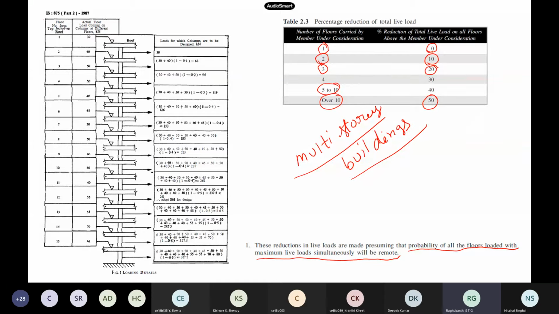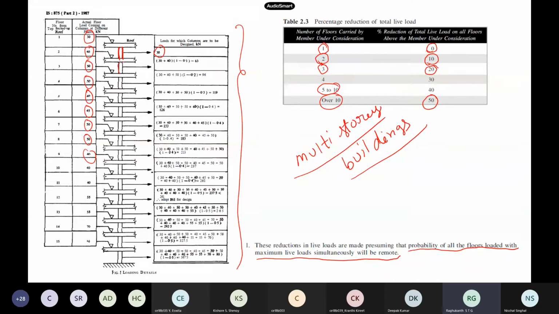So there is one table at the end, in the appendix, with the loading details. If it is a roof, say the load on the roof is 30. Here it is 40, 50. So these are the imposed loads acting on each floor. Now for this column, the imposed load on this column is 30.